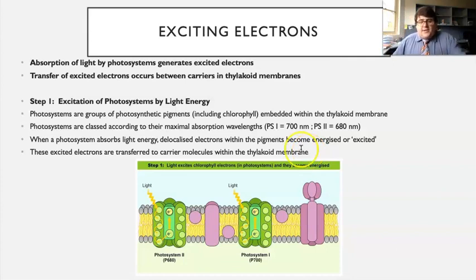Okay. Now when they absorb the light energy, that causes delocalized electrons within those pigments to become energized or excited, hence excitation of photosystems. And those electrons will then be transferred to carrier molecules within the thylakoid membrane. So we're essentially reducing them. Remember, reduction is gain of electrons. So we're transferring those excited electrons to carrier molecules, reducing those molecules. Okay, so that's step 1. Light comes in, goes into our thylakoids, and starts to excite the electrons inside the photosystems, which causes them to be transferred to carrier molecules within the thylakoid membrane.